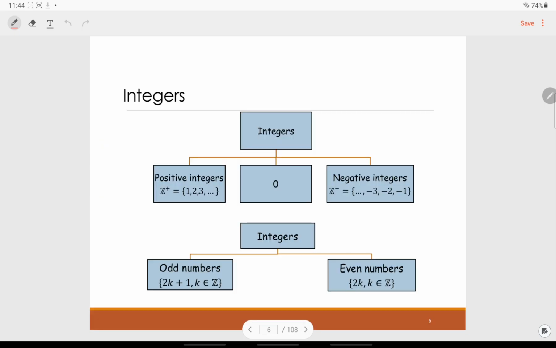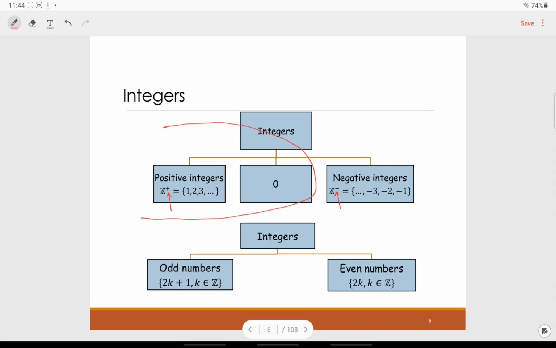Basically, integers can be further divided into several classes. We have positive integers, negative integers and 0. For the positive integers, don't forget to put this plus sign. For the set of negative integers, don't forget to put this minus sign. And then we have 0 in the middle. That means 0 is neither a positive nor a negative integer. But when we discuss non-negative integers, it includes 0, because 0 is a non-negative number together with the positive numbers.